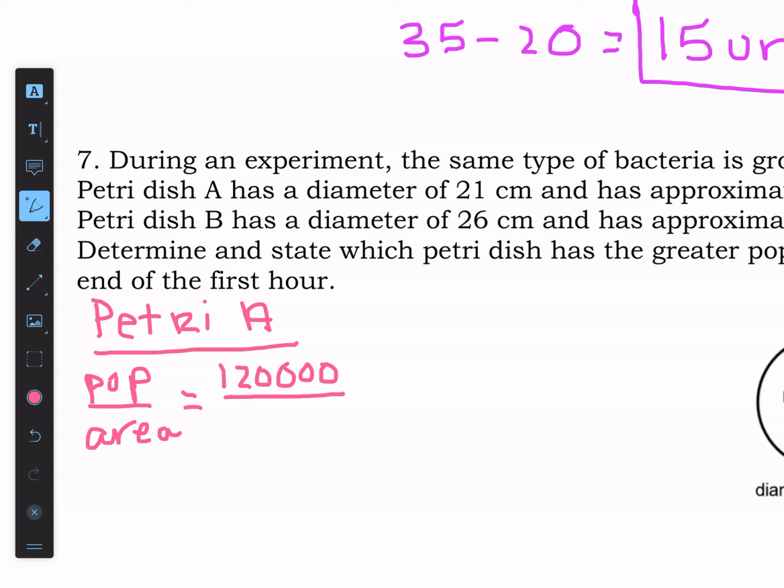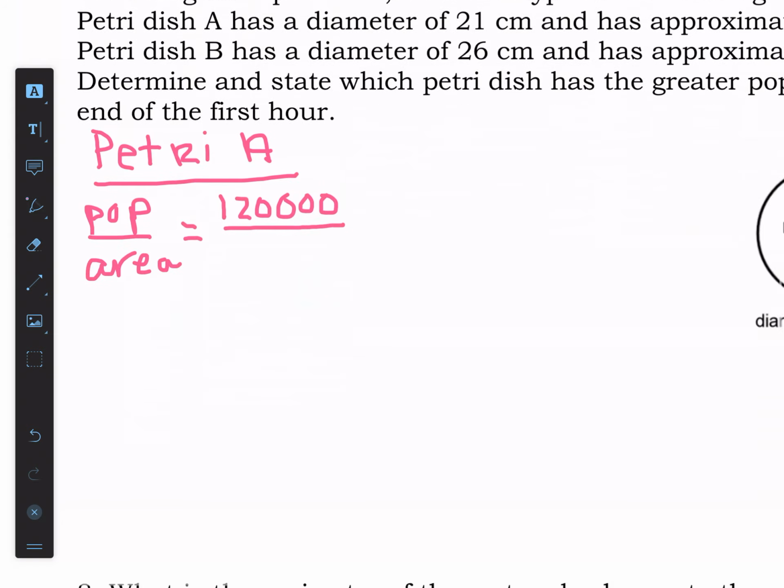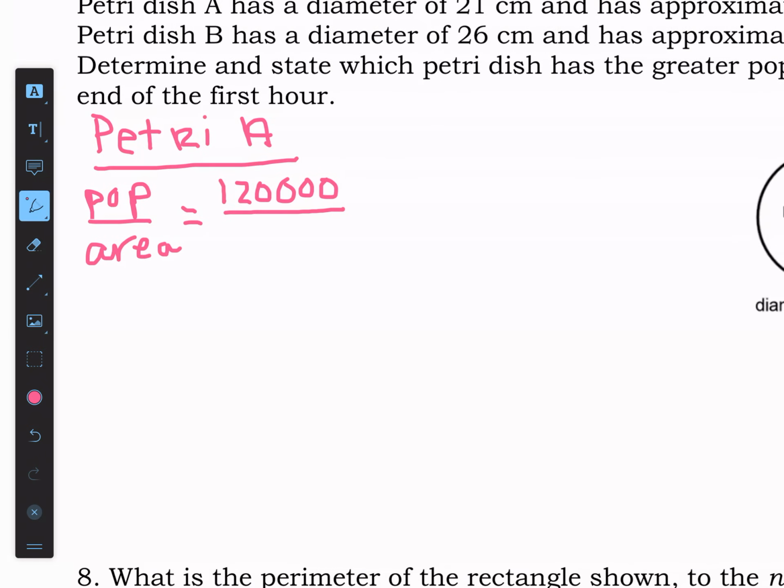Now, we don't actually know the area right now. We need to figure that out, but we have enough information that we can do that. So for the area, I'm just going to do that a little separate over here. If it's a circle, we know our formula is pi r squared. And we were given that the diameter of petri dish A is 21. So what that tells me is that if I divide that by 2, my radius is 10.5. So this is going to be pi times 10.5 squared.